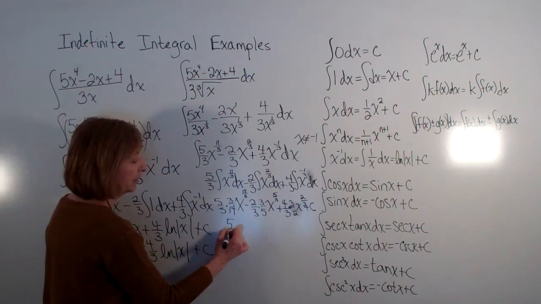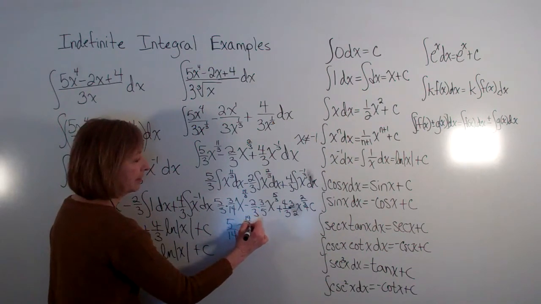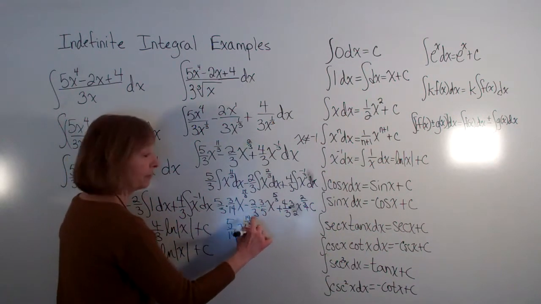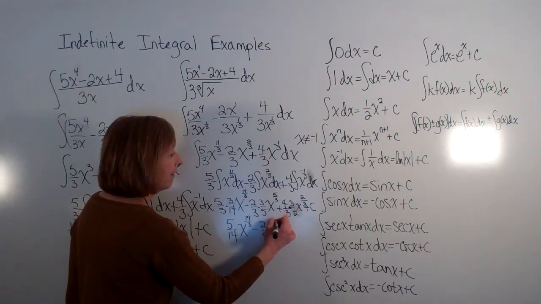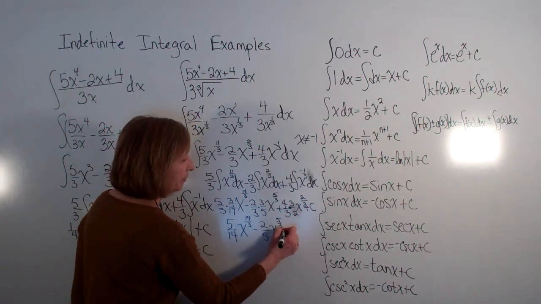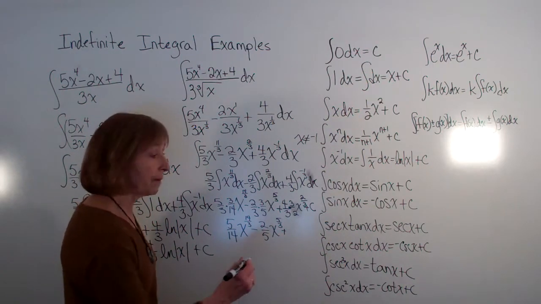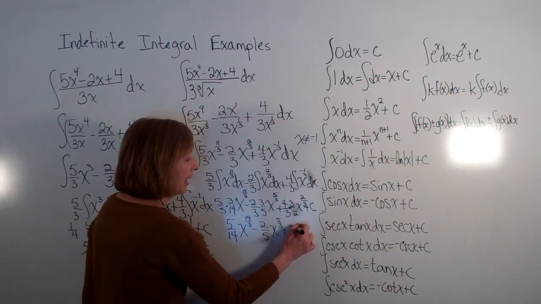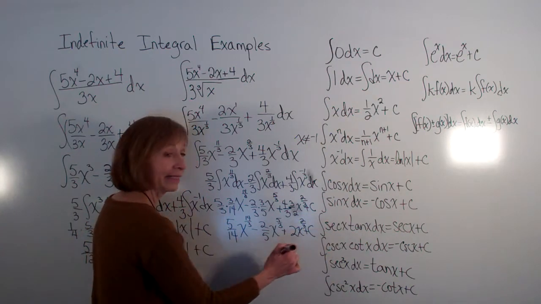I have 5/14 x to the 14/3 minus, common factors of 3 removed, 2/5 x to the 5/3, and then plus, common factors of 3 removed, you'll have 4 divided by 2, which is 2, x to the 2/3, and then plus c.